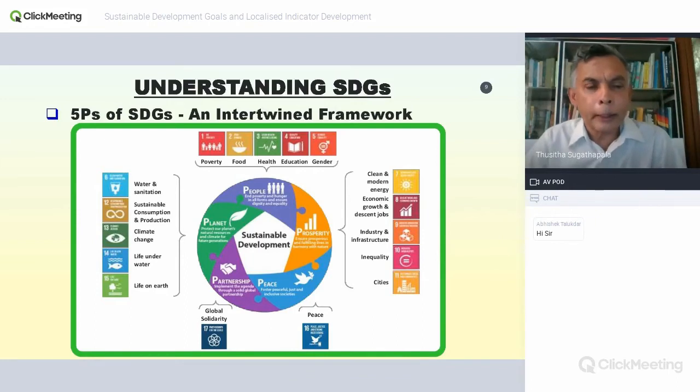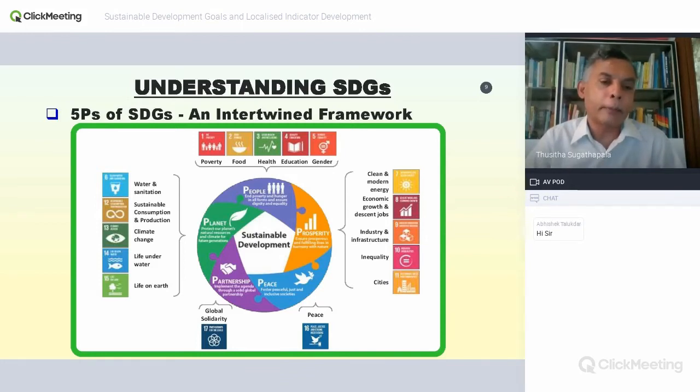Now, although SDGs are interconnected, as we discussed earlier, there are ways of clustering them to have a better understanding. So this is one way of doing it, what is called the 5Ps, which was already highlighted at the time of defining SDGs.